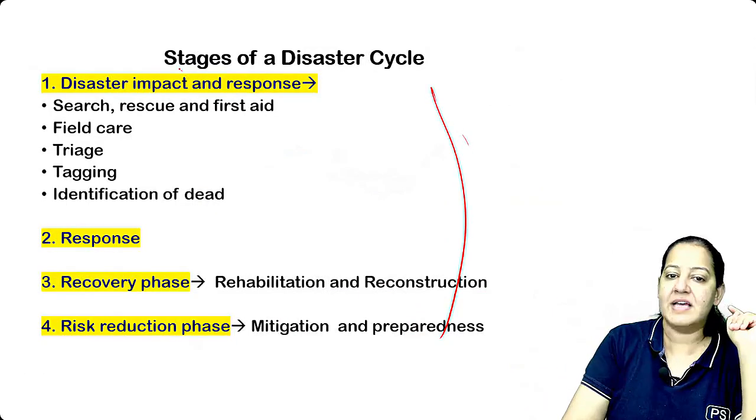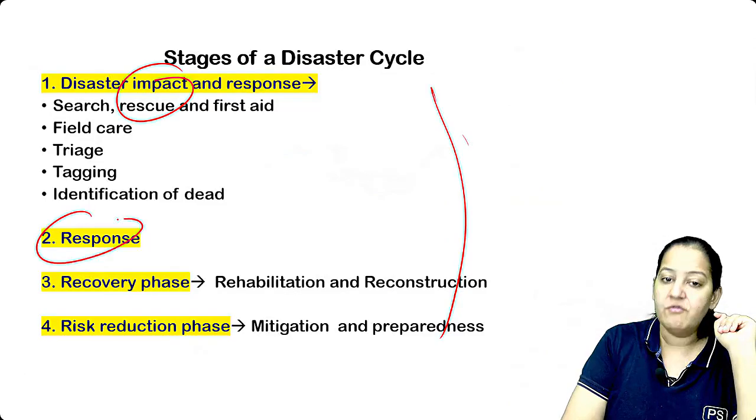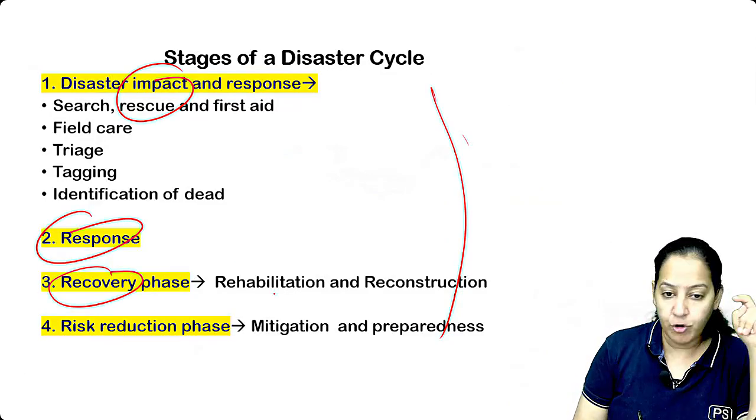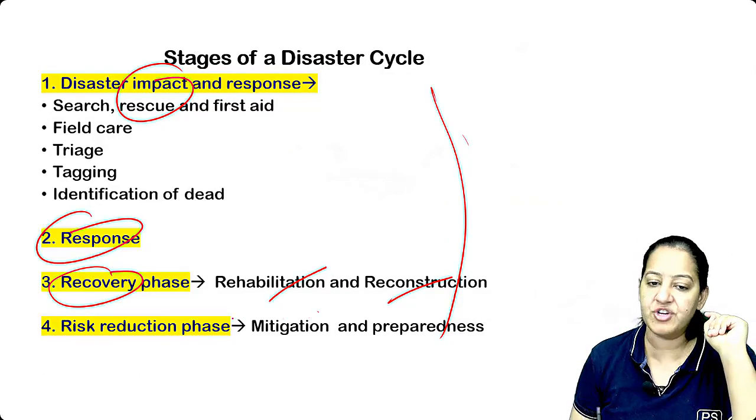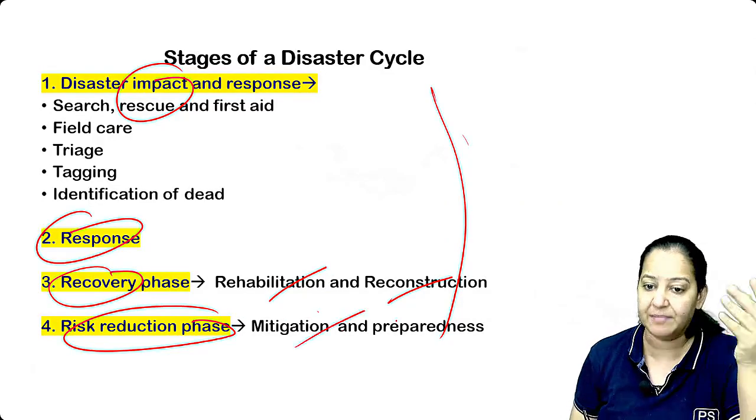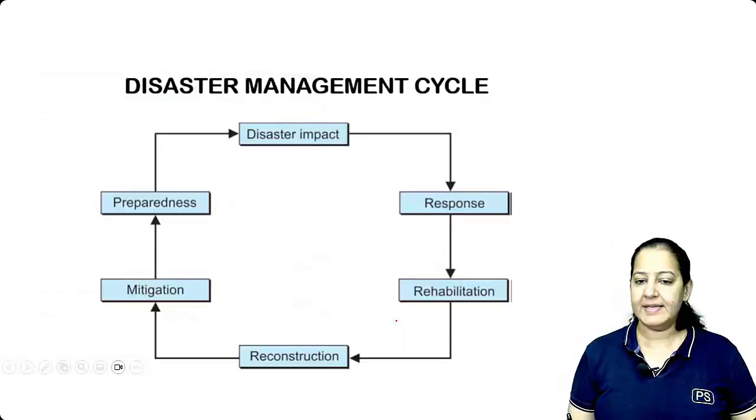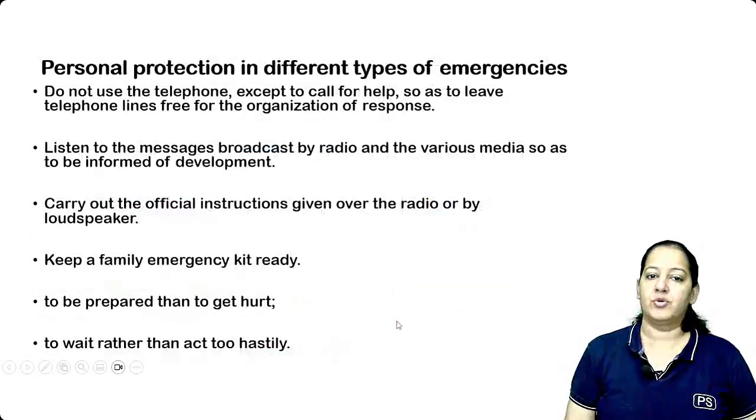First, there is an impact, followed by response, followed by recovery, that is rehabilitation and reconstruction, and finally risk reduction for the next time, that is mitigation. How many of you got it? Say, respond. So the same cycle is shown to you.